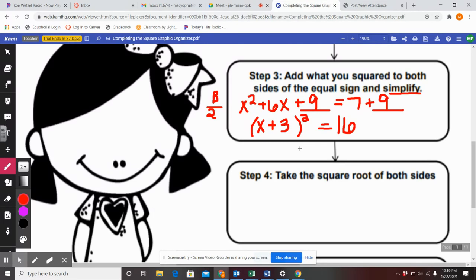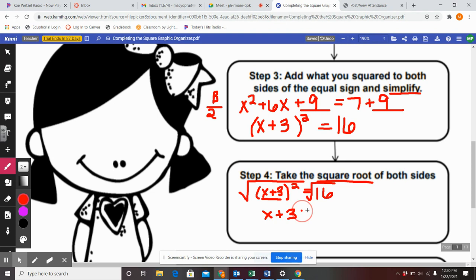Okay, so step 4, take the square root of both sides. The reason for that, and this is why I don't like how we teach this, is because you don't understand. The square root, what we did yesterday, eliminates this little bitty squared. So you've got x plus 3 squared equals 16. You're going to square root each side. What that does is this square root gets rid of this little 2. So all you have left is x plus 3 equals 4.